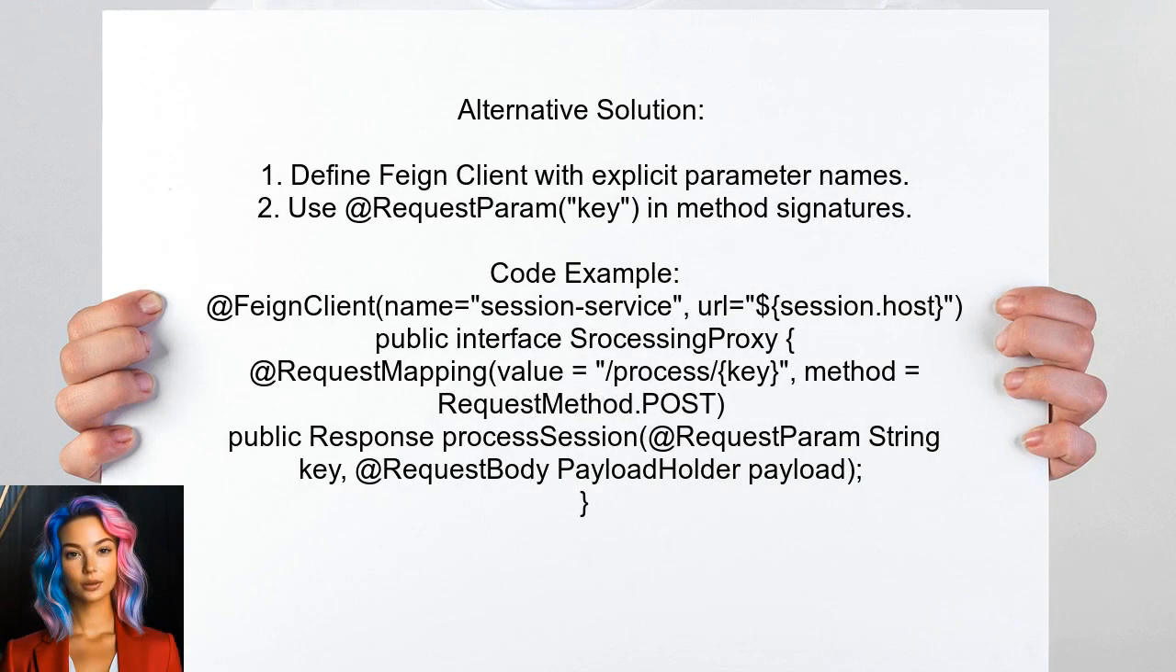An alternative solution provided by another user involves defining the Feign client with explicit request parameter names. They suggest using the @RequestParam annotation with the parameter name included, which resolves the issue of the empty value error.